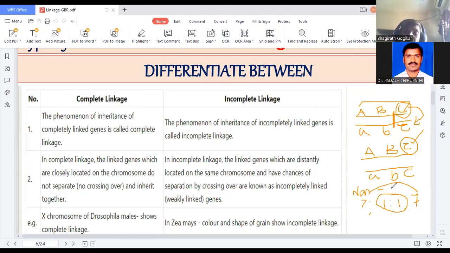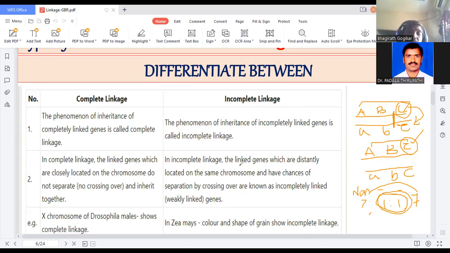These non-parental characters are formed by the exchange or replacement of the genes of homologous chromosomes due to crossing over. Whenever crossing over takes place in a homologous chromosome, the gene position is altered. When gene position is altered, the linkage breaks. The togetherness of the A and C genes breaks down, and capital C is replaced by small c. That's why we get this 1 plus 1 non-parental combination.